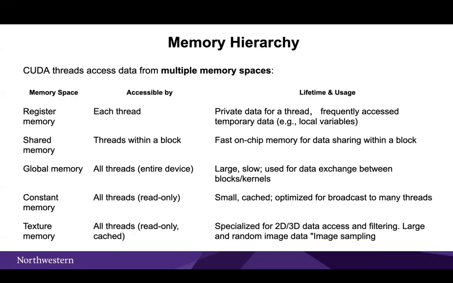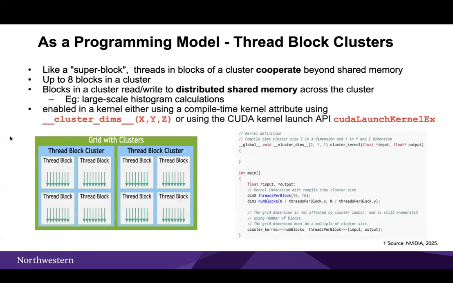Distributed shared memory allows threads in a cluster to read and write each other's shared memory with atomic operations. And global, constant, and texture memory persist across kernel launches.